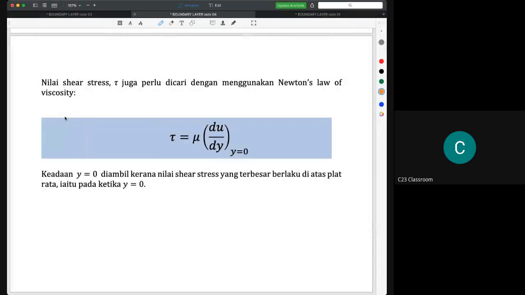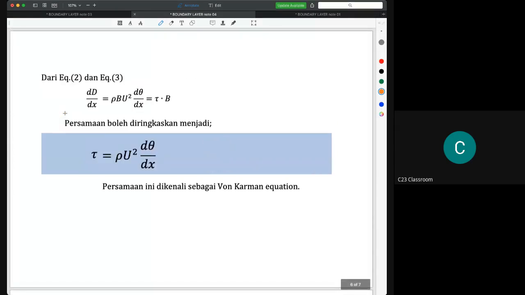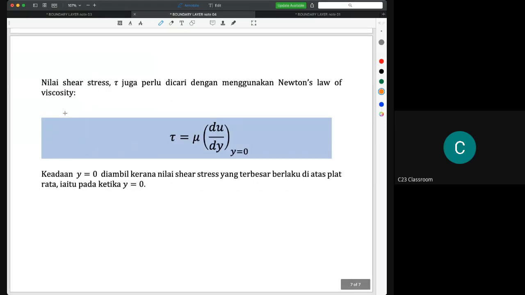Now I already introduced two equations. One is Von Karman, tau is equal to rho u square d theta dx, and the other is tau equals mu du dy. You already learned this equation in fluid mechanics 1. But for this topic, for the boundary layer, we will use the condition of y equal to 0.